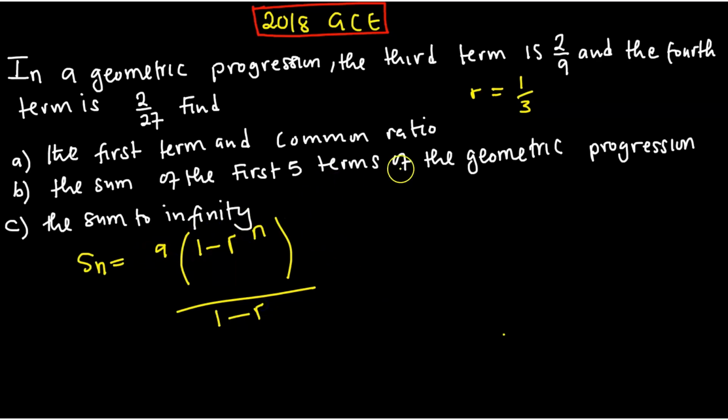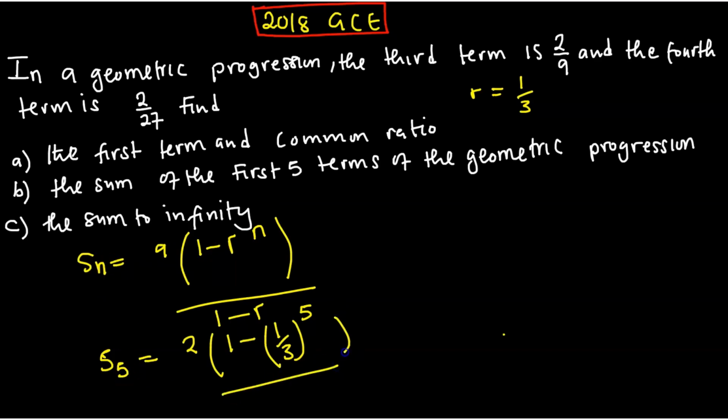Our r is 1 over 3. Our first term is this one. So we are going to replace. The sum of the first 5 terms is equal to 2, then here 1 minus what? r is 1 over 3. Then of course to the power of what? To the power 5. n is the position here, so position number 5. Divide by 1 minus 1 over 3.